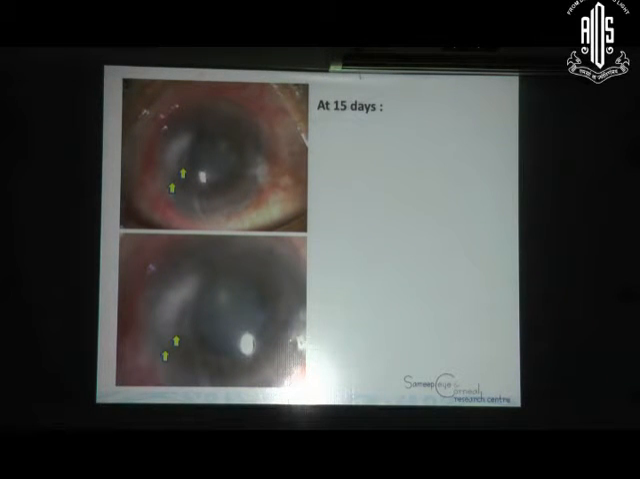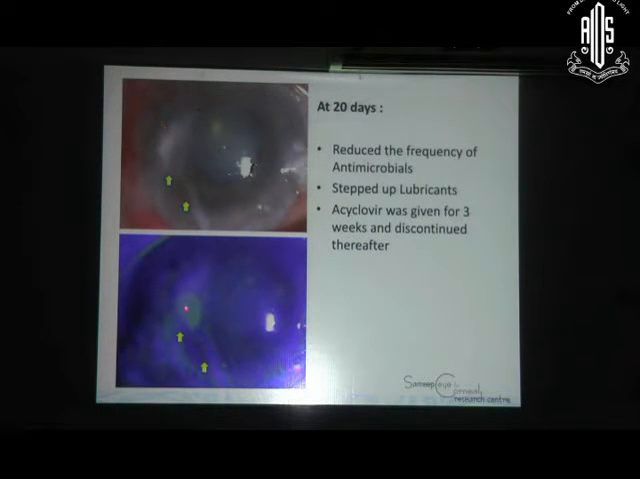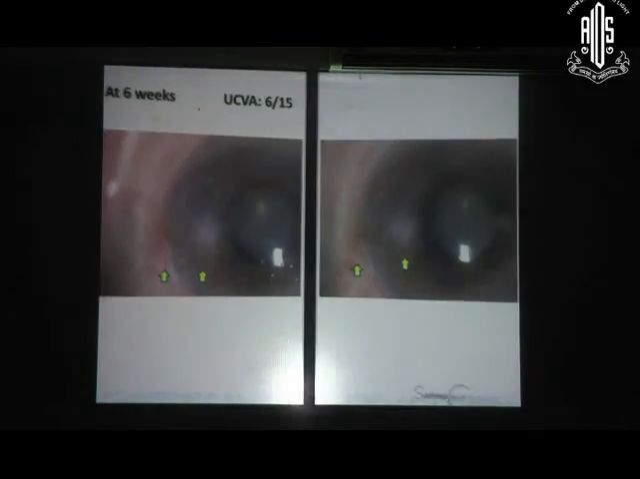So this was at 2 weeks of the treatment. As you can see, the ulcer has started healing, but then we started seeing some hypertrophic changes on the epithelium and SPKs on the surface. Maybe we are dealing with medicamentosa because of the excessive medication. So we reduced the frequency of the antimicrobials and stepped up the lubricants. And topical acyclovir was also withdrawn after 3 weeks of the treatment. Now the patient is only on maintenance dose of antimicrobials in terms of gatifloxacin 5% eye drops and topical lubricants. And as you can see here, eventually the ulcer healed very well. So this is how it progressed from this level to this, and eventually, with change of medications, it responded to both the antiviral as well as the antimicrobials.